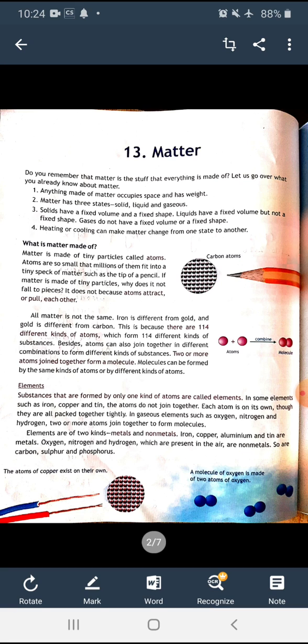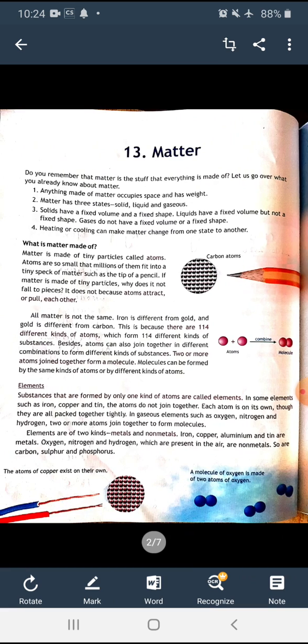And the fourth point is that heating or cooling can make matter change from one state to another. For example, if you heat water, it will be converted into steam, gas. So liquid changes into gas. So heating or cooling can make water change from one state to another. Here are the three states of matter. First is solid, that is an ice cube. Second is liquid, water. Third is hot water, that is steam, the gaseous form of water.